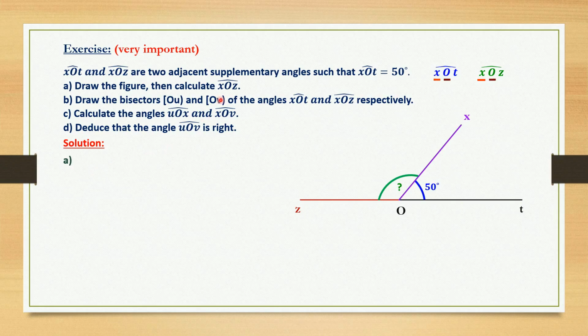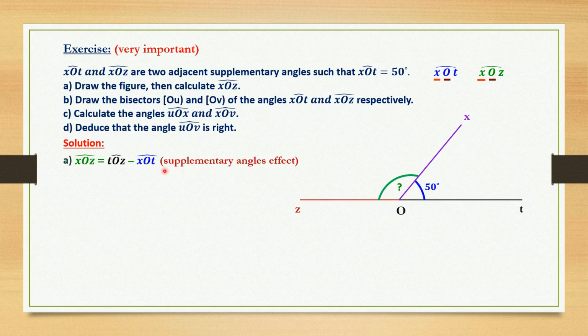Solution. We know that these two angles XOZ and XOT are adjacent supplementary angles. It means their sum is 180 degrees. So XOZ is the supplement of XOT. So we do 180 minus 50 degrees to find XOZ. And 180 degrees is the angle TOZ. So we do TOZ minus XOT. XOZ equals TOZ minus XOT.